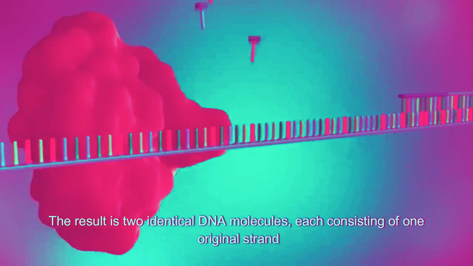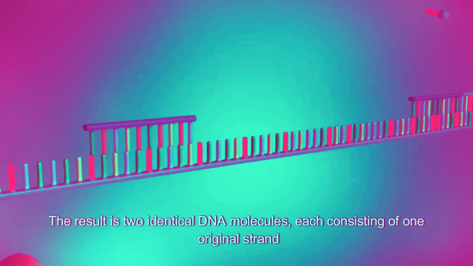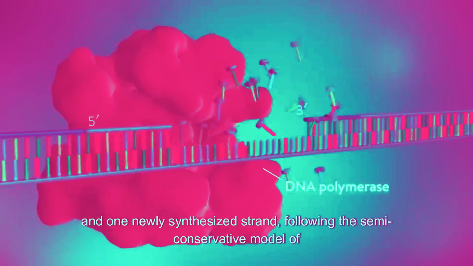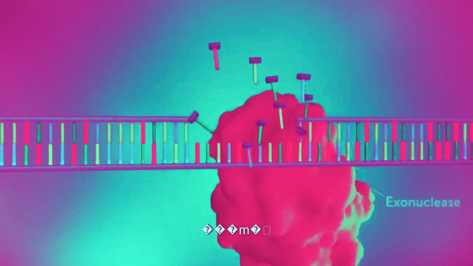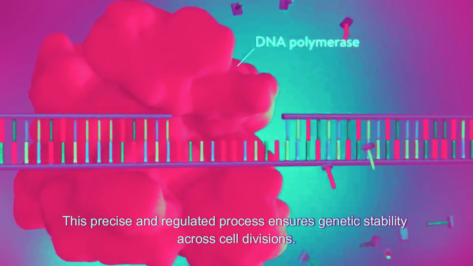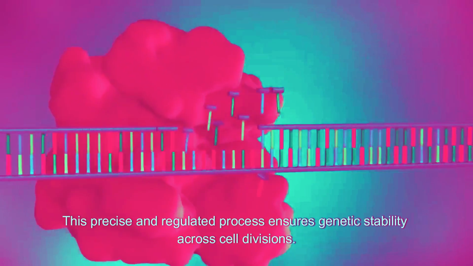The result is two identical DNA molecules, each consisting of one original strand and one newly synthesized strand, following the semi-conservative model of replication. This precise and regulated process ensures genetic stability across cell divisions.